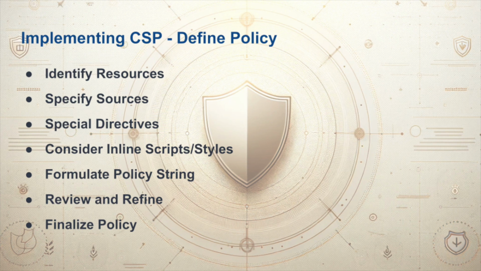This step might also involve decisions about inline scripts and styles, where we might use nonces or hashes to allow safe inline code. Once we've outlined our sources and directives, we compile them into a cohesive policy string. We review and refine this policy, looping back to adjust as needed based on testing and policy violations reports. The final step is solidifying this policy, ready to be implemented as an HTTP header on our web server.